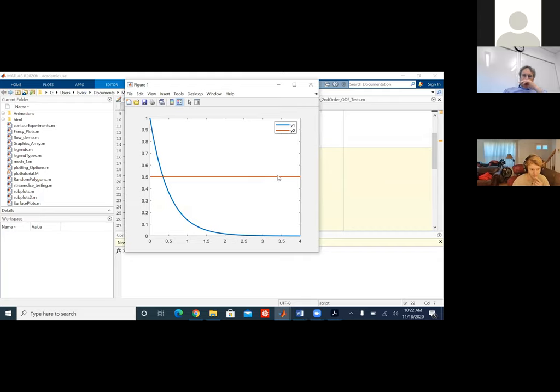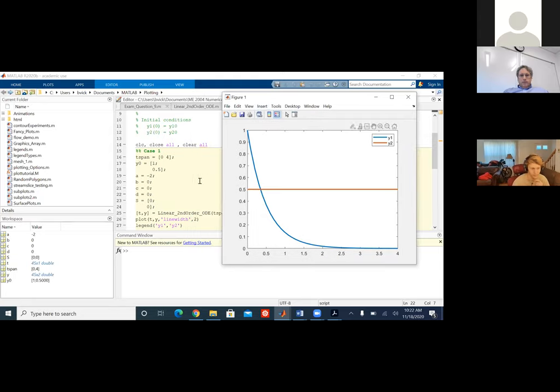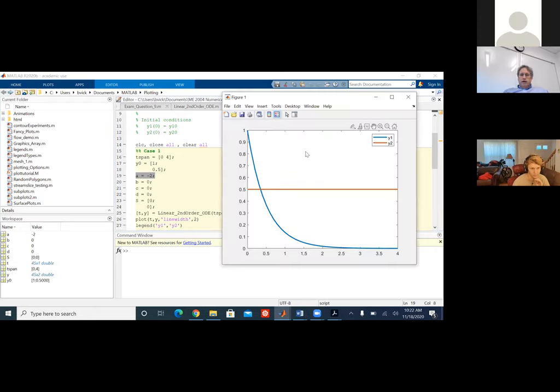There it is. Let's look at the inputs and see if this matches our intuition. First of all, the initial condition was a 1.5, and only A2 and all the S's were zero. So I think that clearly matches the intuition you should have.